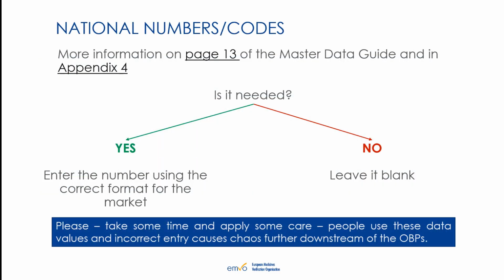National numbers and codes. This is another one that's reasonably easy. It's detailed on page 13 of the Master Data Guide and in Appendix 4. For national numbers, there are two aspects. The first question you need to ask is: is the national number needed? If it is, you should enter it. If it isn't, you should leave the field blank. However, if it is required, please ensure that you enter the number in the correct format for that market.